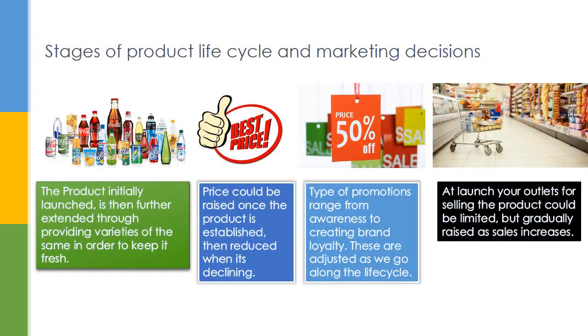So the importance of identifying the stages of a product life cycle is that it helps develop marketing decisions. When you're marketing a product, it's very important that you identify at exactly which stage your product is. So when you launch your product initially, you would try to provide varieties. Think about Pepsi with Pepsi Diet, Pepsi Twist. These are strategies that could be done for the product itself in order to help the life cycle.